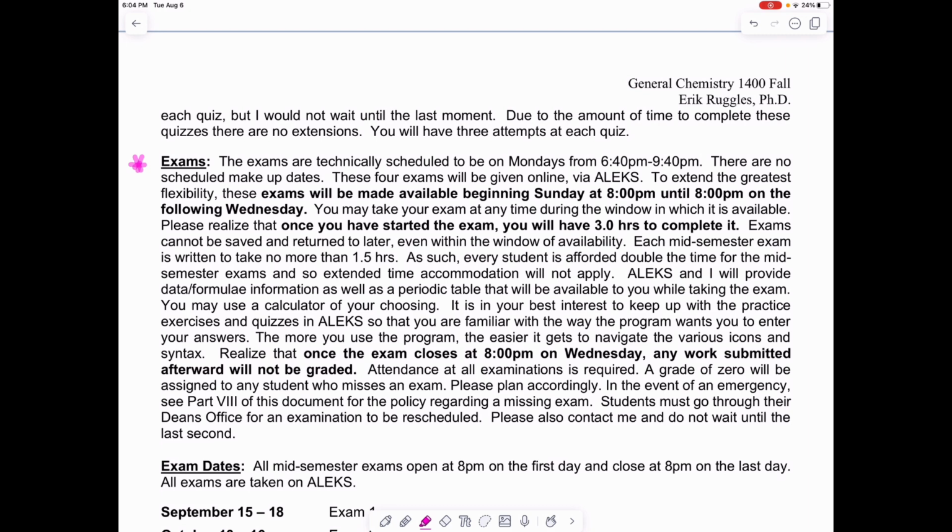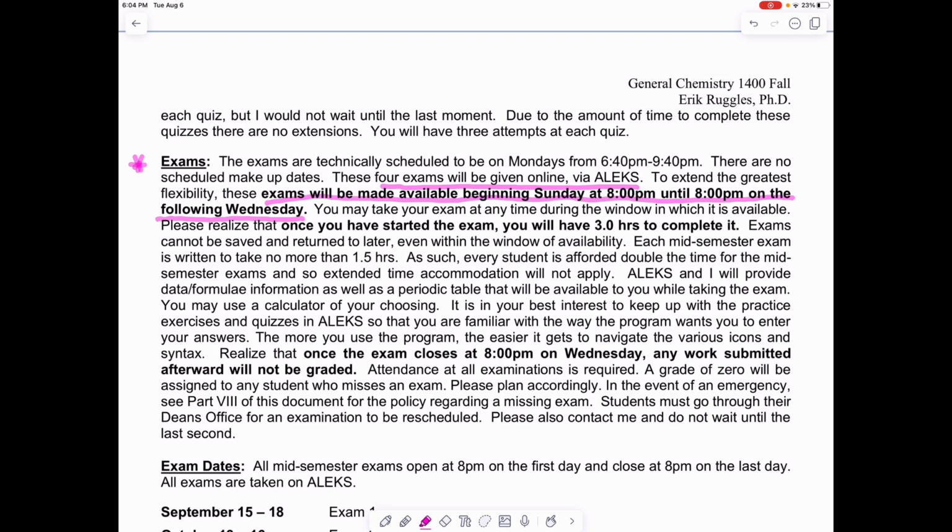Most of our scoring, though, is through exams. So most of our points are going to be exams. Exams are technically scheduled for Mondays from 6:40 to 9:40 p.m. However, that is not what we're going to be doing. Our 4 exams will be taken online via Alex. To give everyone the greatest flexibility, exams will be made available on Sunday at 8 p.m. and they will close at 8 p.m. that following Wednesday. So you have Sunday, Monday, Tuesday, Wednesday to take the exam.